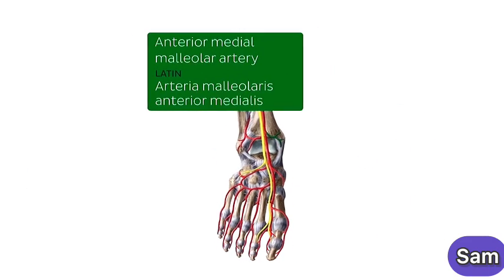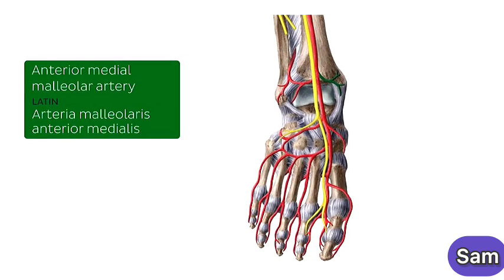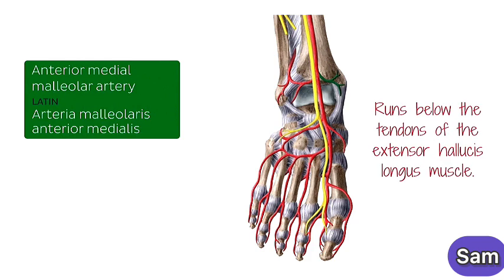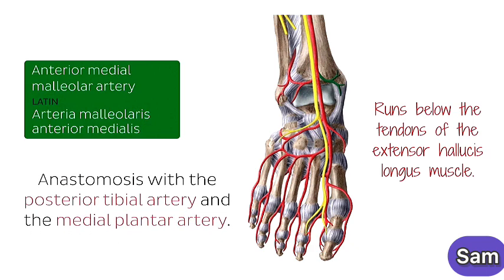We're going to now focus on the anterior medial malleolar artery. This one runs below the tendons of the extensor hallucis longus muscle and goes medially, where it splits up into many small branches. It forms an anastomosis with the posterior tibial artery and the medial plantar artery.